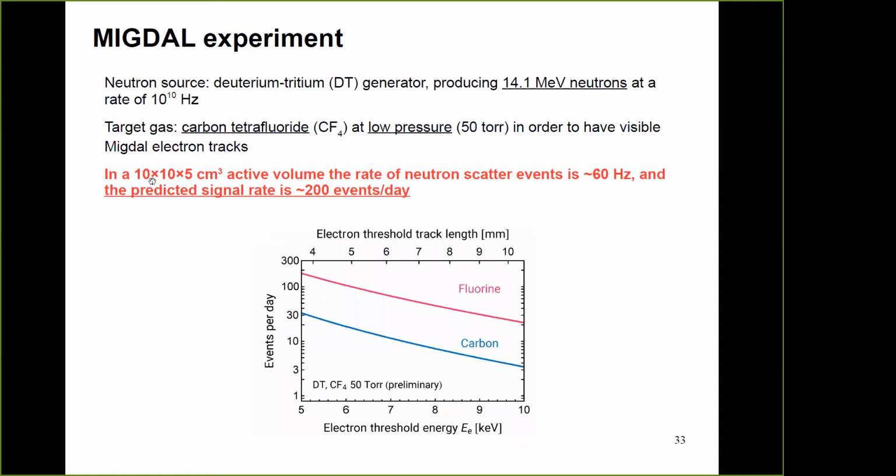And if we assume an active volume of 10 times 10 times 5 cubic centimeters, the predicted signal rate of Migdal events is 200 Migdal events per day. This is shown here, how the rate decreases with the threshold energy. So if we have a threshold energy of 5 keV, which we think that we can have, it's approximately 200 Migdal events per day, which is quite good.